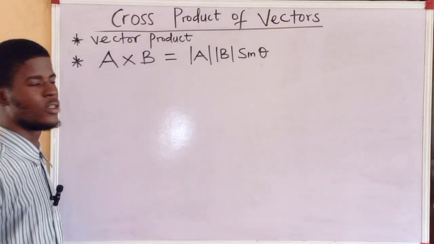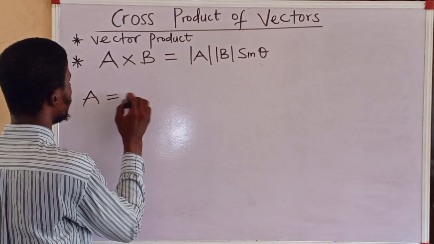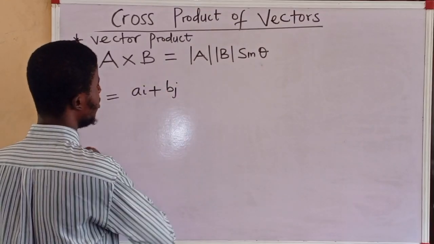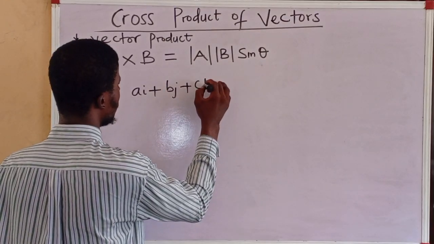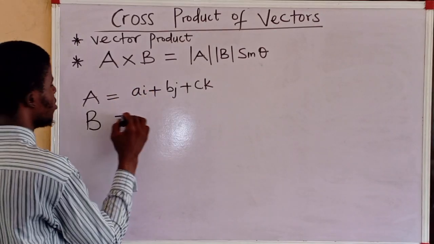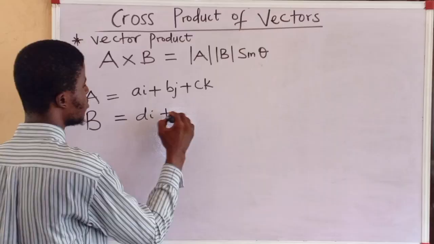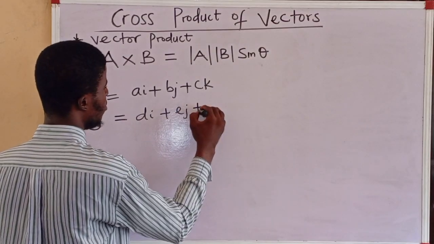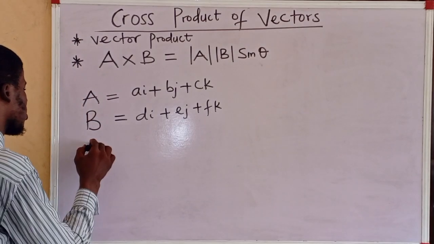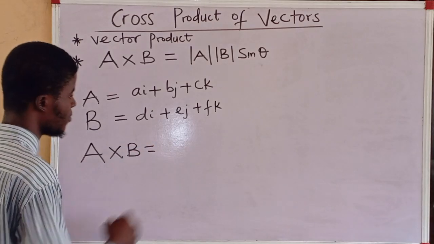Alright? Now see this. If I have a vector A that is equal to AI plus BJ plus CK, and vector B, that's capital B, is equal to, let's say, DI plus EJ plus FK. What is the cross product of A and B? This is it.